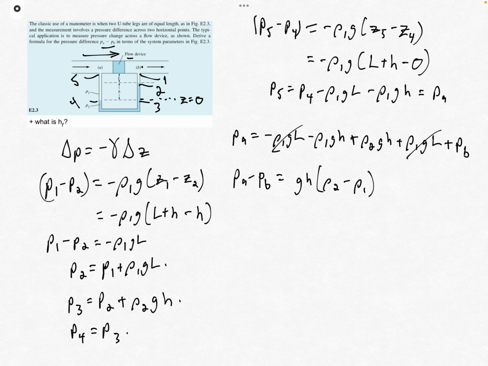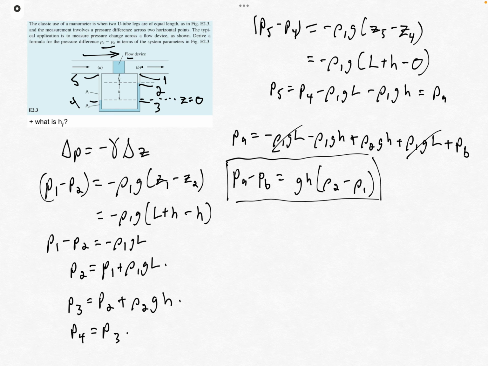Right? So we said that for this kind of a U-tube manometer setup, the difference in pressure between A and B is gravitational acceleration times the height that we measure in this column times the difference in densities. And you notice here that this length L, between where the flow channel is and where the upper height of the fluid column reaches, drops out of this expression.